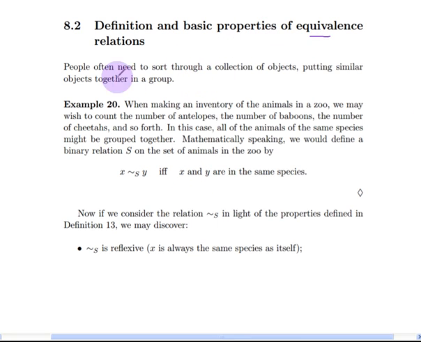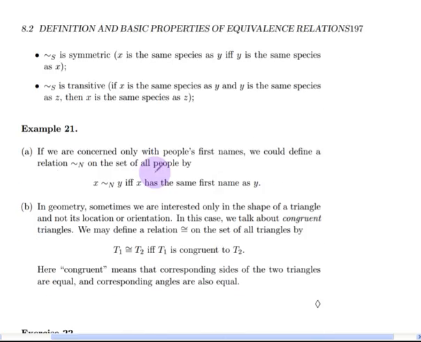Okay, so let's look at some properties of equivalence relations. Equivalence relations are useful for classifying. You're looking for things that in some sense are the same. For instance, we classify animals according to species. We say X is related to Y if X and Y are the same species. If you think about the three properties, you'll discover that reflexive, symmetric, and transitive do hold for this relation.